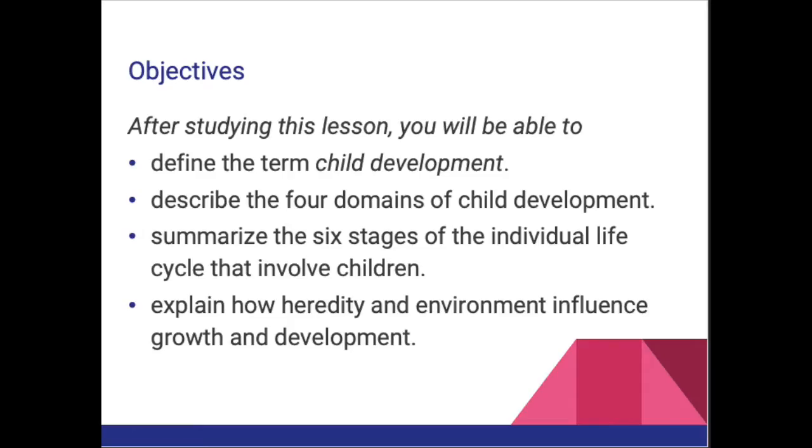All right, so the first section is about understanding child development. Our objectives for this lesson, by the end of it, I want you to be able to define what child development is. I want you to be able to describe the 4 different domains of child development, summarize the 6 stages of the individual life cycle that involve children, and then explain how heredity and environment influence growth and development.